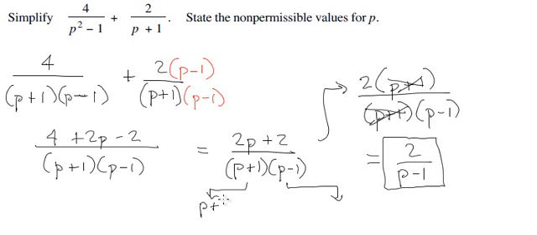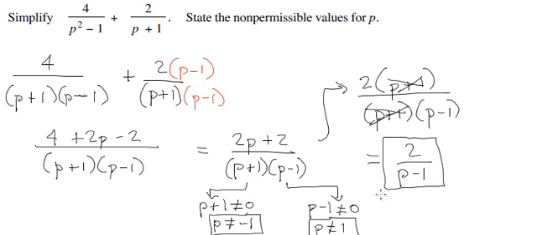So from here we get p plus 1 must never equal 0, which means p better stay away from negative 1. And from this other factor, p minus 1 must never equal 0, which means p better avoid positive 1 as well. So there's our simplified version, and the non-permissibles are plus or minus 1.